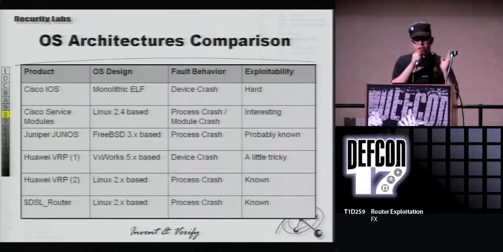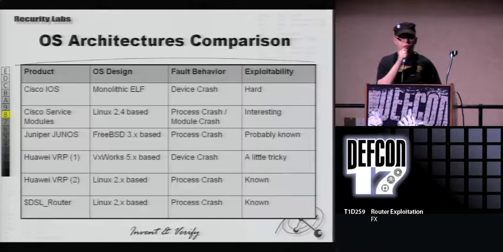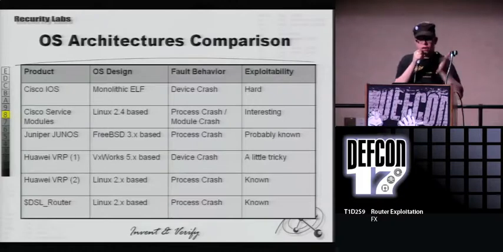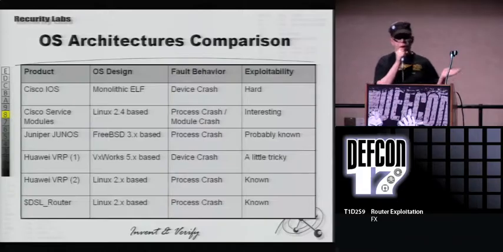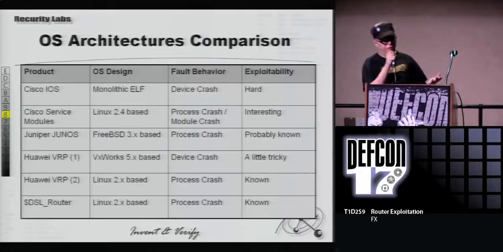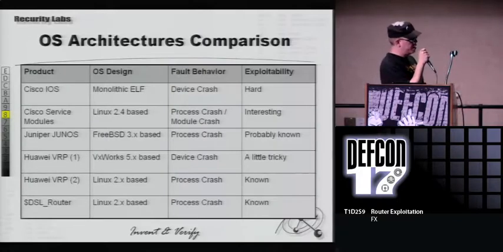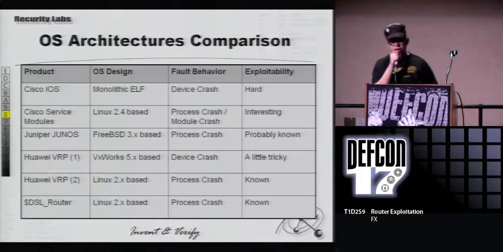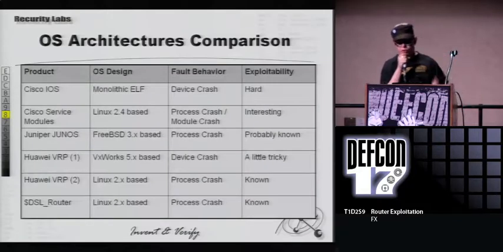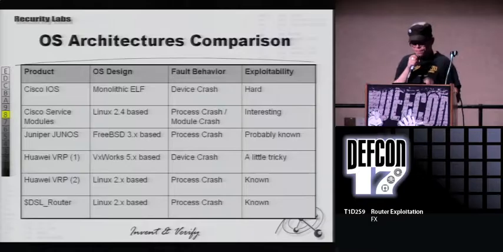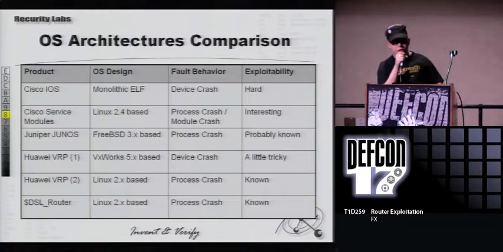The service modules are actually running on Linux, so there only the process crashes. The router keeps forwarding. Exploitability is a lot easier. Juniper runs FreeBSD. I was told that they actually upgraded to FreeBSD 6. So thanks for letting me know. I didn't know that. And they are a standard Unix, right? You find a vulnerability, you exploit it, bam.